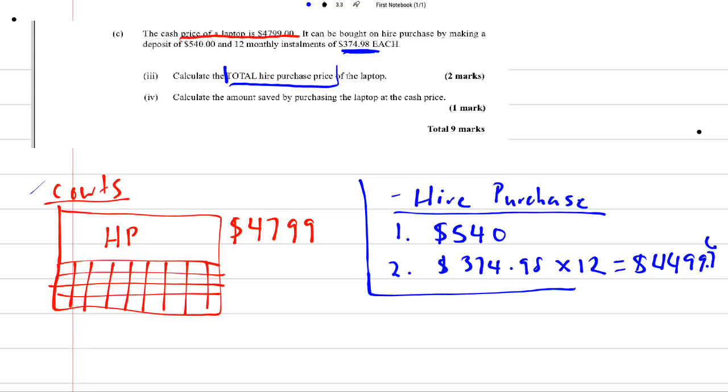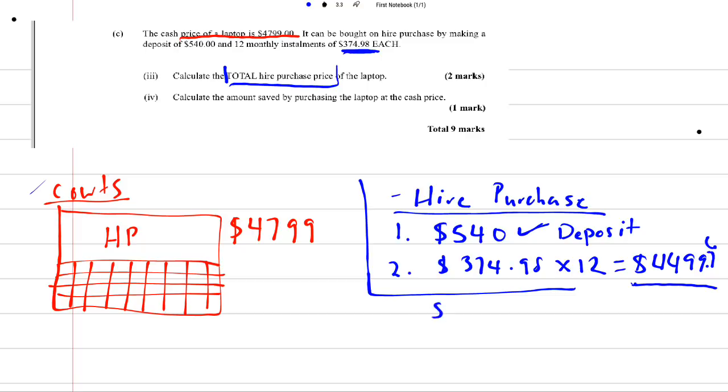Remember, you did pay the $540 from earlier. You cannot forget your deposit, because it helps you own the laptop too. Remember you did pay this. And remember also the second option, where they give you installments, which in all was this, which is $4,499.76. So add these two together and that will give you the amount you'd pay in all in hire purchase.